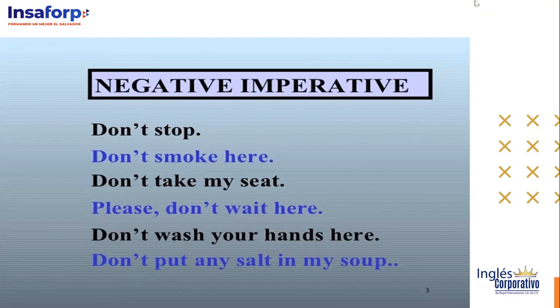Negative imperative. Don't stop. Don't smoke here. Nelson, continue. Don't take my seat. Jenny: Please don't wait here. Tiffany, go ahead. Don't wash your hands here. Thank you.